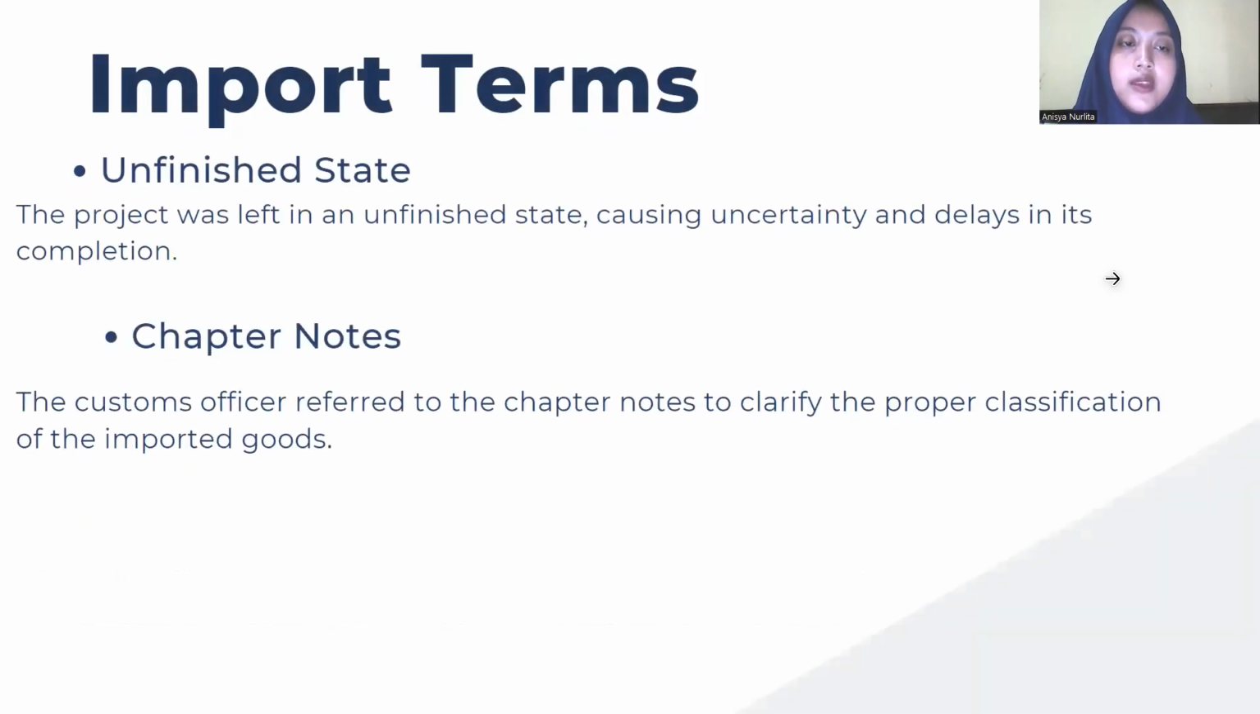And then unfinished state. For example, the project was left in an unfinished state, causing uncertainty and delays in its completion. And for the chapter notes, the customs officer referred to the chapter notes to clarify the proper classification of the imported goods.